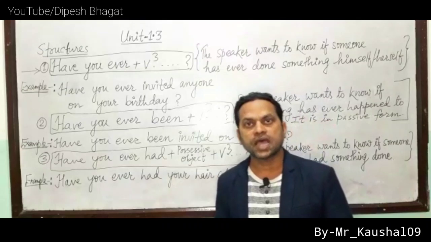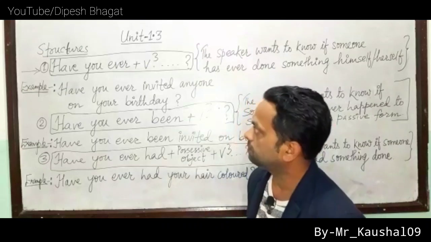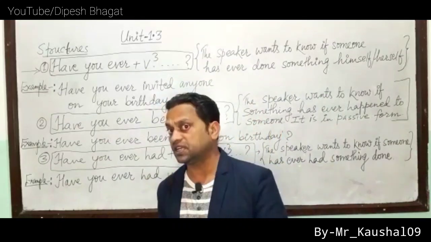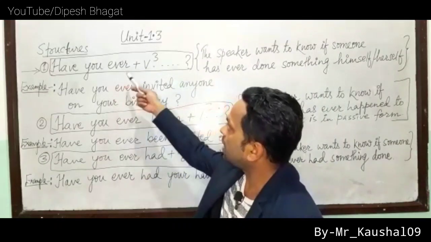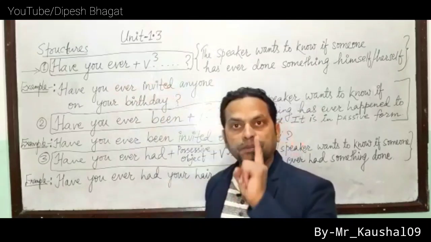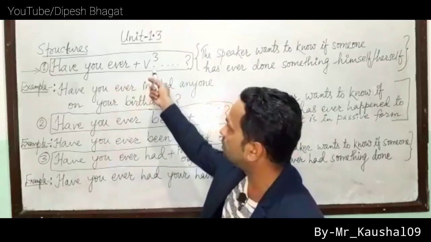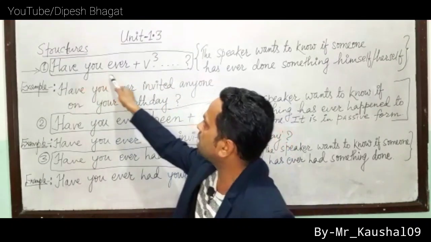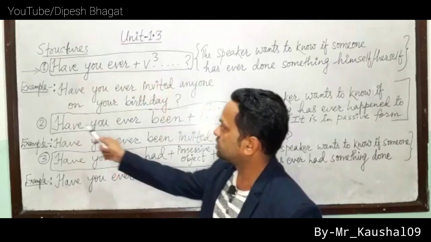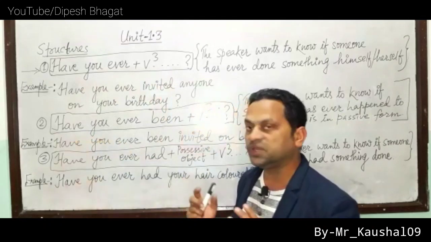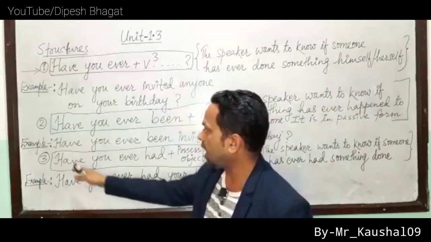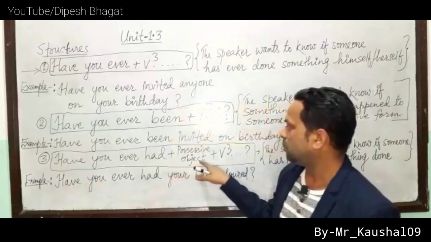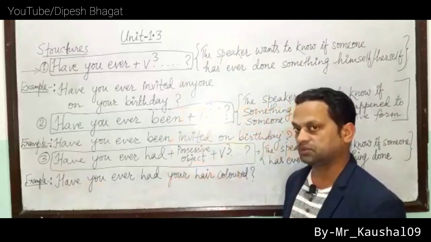So dear students, now we are moving to Unit 1.3. In Unit 1.3, you have three different structures. They are: have you ever plus past participle, that is verb 3, we call it verb 3 for our convenience. Have you ever plus verb 3. Second structure is have you ever been plus verb 3. And the third structure is have you ever had plus possessive object plus verb 3.